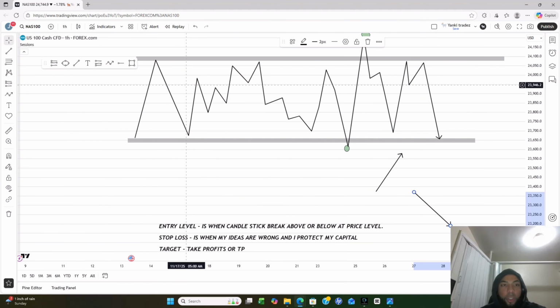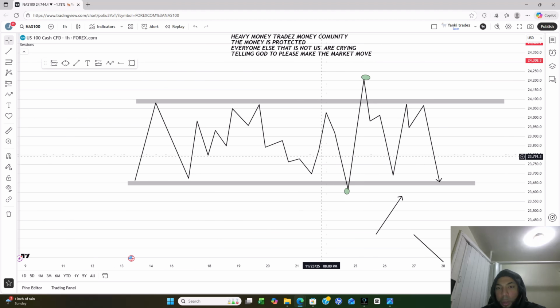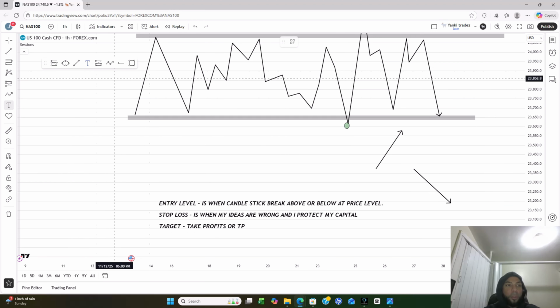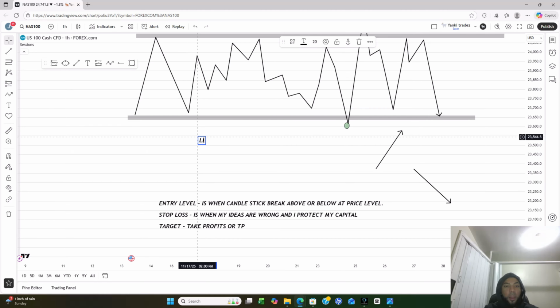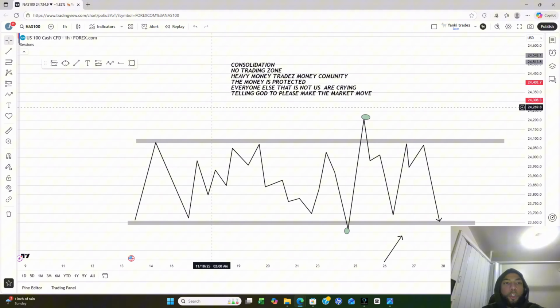Over here, what do you see? Do you think that the market is going up or the market is going down? Where do you think it's going? It's going sideways. It's basically liquidating people that don't know how to trade. Consolidation. We call it no trading zone.